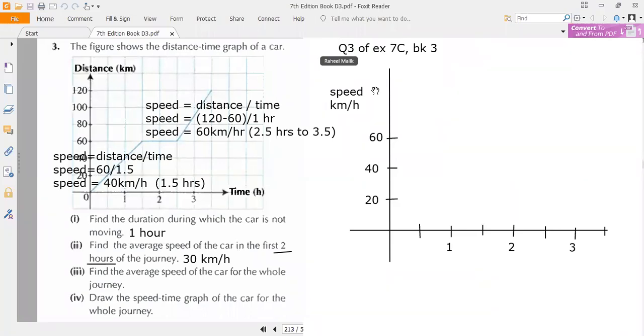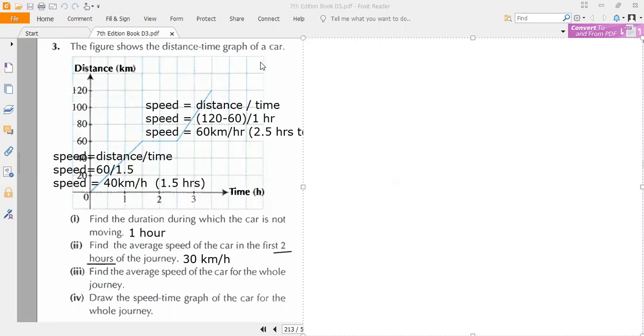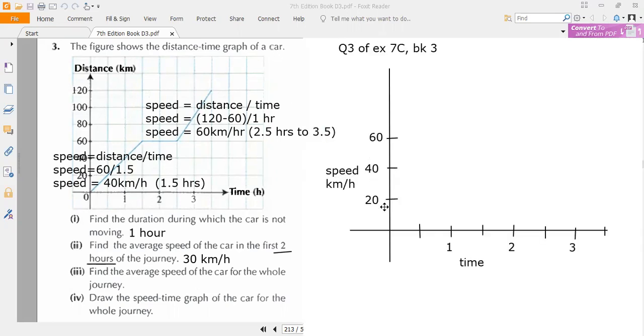Now I have made another graph here, as you can see. This is a speed time graph. On my x-axis, I have time, and on my y-axis, I have speed, given in kilometer per hour, as you can see here. It is marked 20 kilometer, 40 kilometer, 60 kilometer.